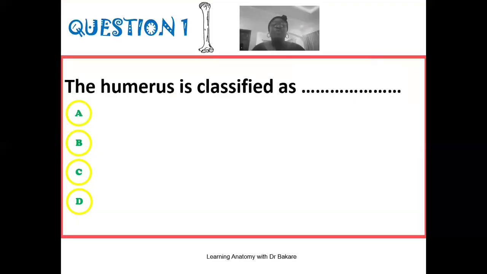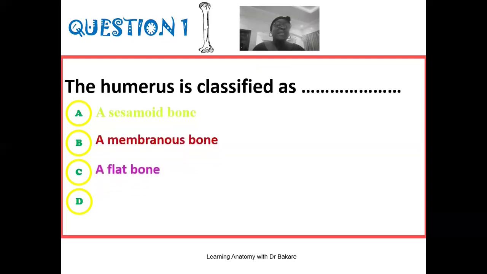The first question we'll be looking at here reads that the humerus is classified as dash. Is the humerus classified as a sesamoid bone? Is it classified as a membranous bone? Is it classified as a flat bone? Or is it classified as an endochondral bone?